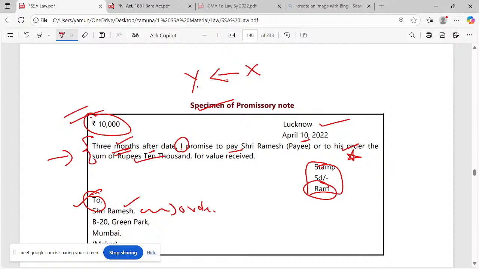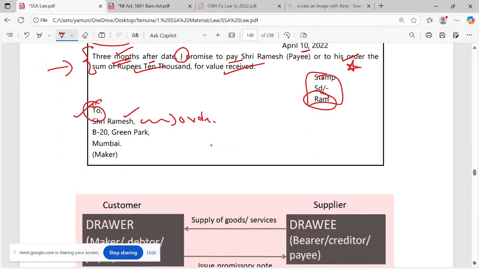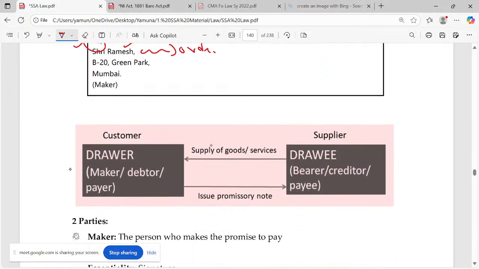See, there should be a consideration, right? So, for value received. Is it okay? So these wordings are expected. So that's about a specimen. So this and all we have discussed.